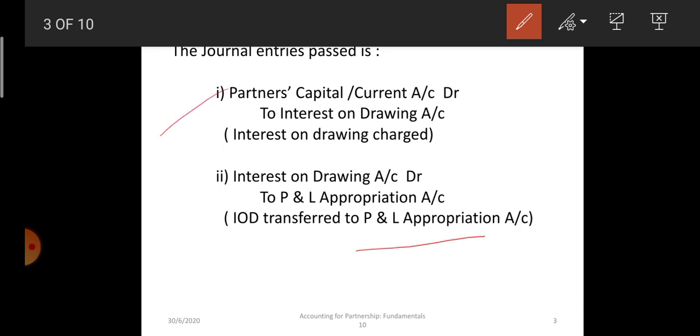I am repeating the journal entries. When interest on drawing is charged, the partner's capital account or current account will be debited and interest on drawing will be credited. To close this account, interest on drawing will be debited and transferred to the credit of P&L appropriation account.